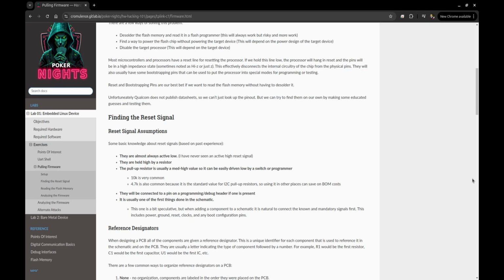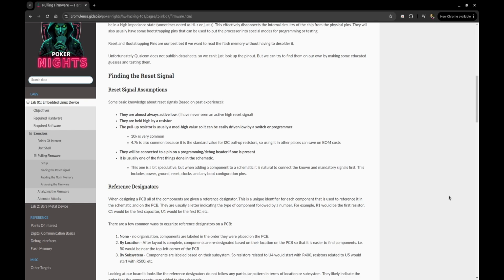4.7K is also somewhat common, and this is because that's the standard pull-up resistor for I2C signals. And if you're doing the manufacturing, sometimes it's cheaper to just have a lot of the same part on your design, or if you're using a small pick-and-place machine, the cartridges can only hold so many different parts, so you try and reuse where you can.